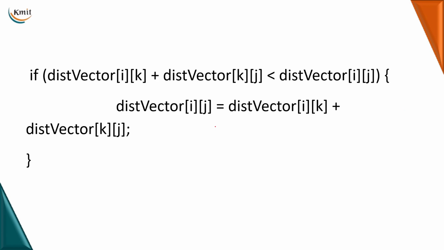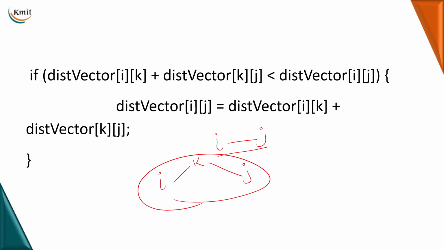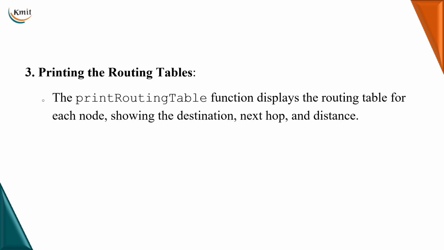The Bellman-Ford algorithm says that if there is a path from i to j, either you take the cost from i to j, or you take the cost from i to k and k to j, provided this cost is less than the distance from i to j. See, I am doing the same thing. The distance vector of i to j is compared with the summation of the distance vector of i to k and k to j. Okay.